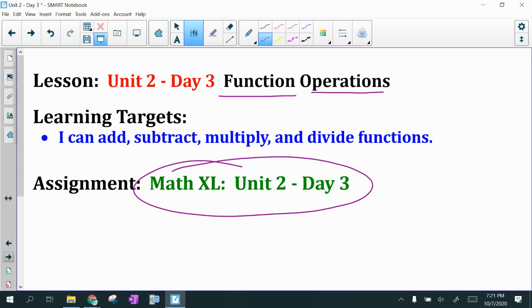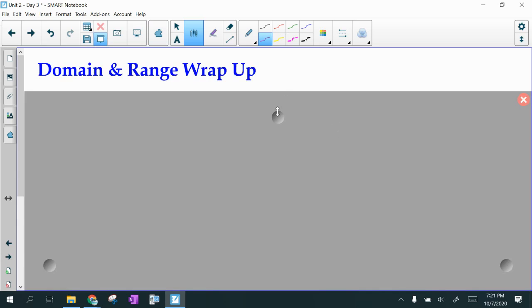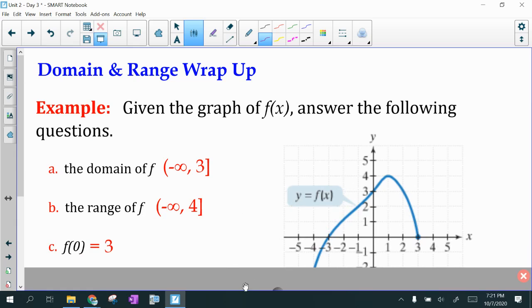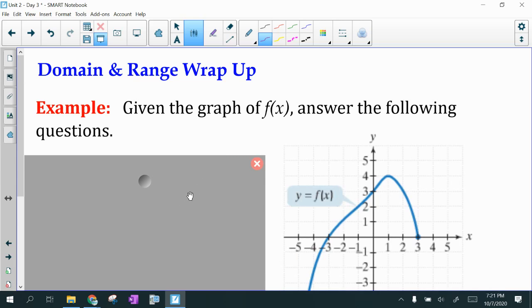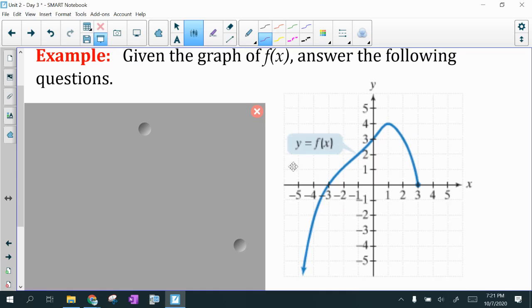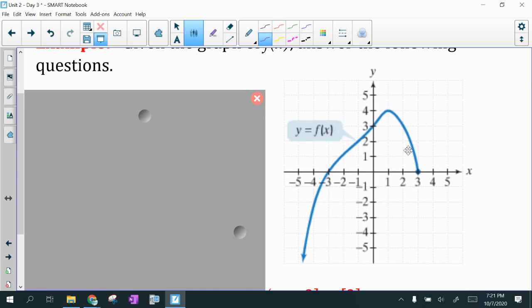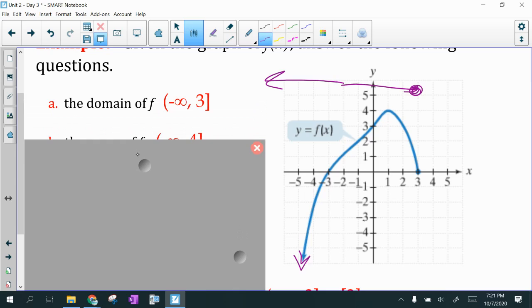So let's get started. First off, a domain and range wrap up from the last lesson, just to really briefly kind of talk about what we've got here. Well, I'm going to be looking at my domain. Notice once again, I've got this lovely arrowhead here telling me it's going on and on and on forever. So that means I am going as far to the left as is possible, but I come to a dead stop here. So I'm going to say it's going to run from negative infinity to 3.